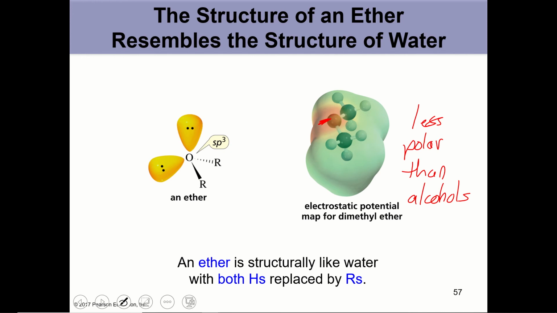An ether is structurally like water, and it has both hydrogens replaced by R groups. The oxygen has 4 electron domains, 2 bonding and 2 non-bonding. So 4 electron domains means that the oxygen is sp3 hybridized, and having 2 non-bonding domains and 2 bonding domains indicates that the molecular geometry is called bent, the same as the molecular geometry of water.